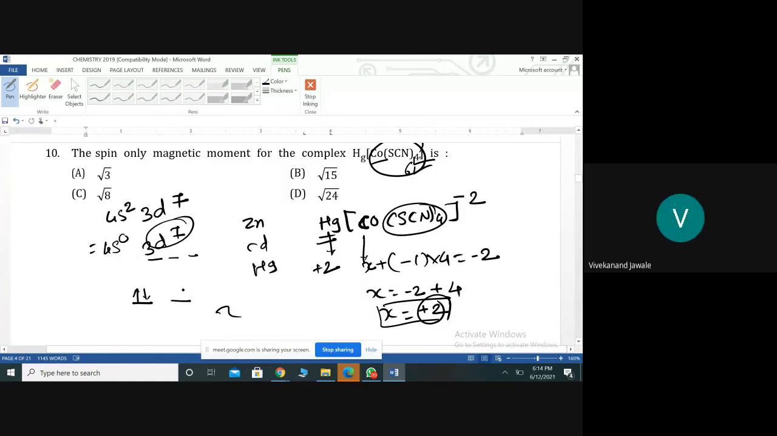We have to put the 7 electrons. We'll put 4 electrons here, then the 5th, 6th, 7th. How many unpaired electrons are there? 3 unpaired electrons. And from that, can you find out the magnetic moment?